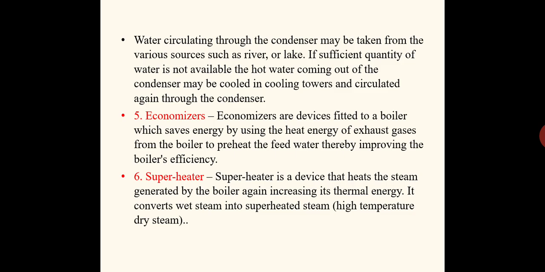The fifth component is the economizer. As I have already told, an economizer is a device fitted to the boiler which saves energy by using the heat energy of the exhaust gases from the boiler to preheat the feed water, thereby improving the boiler's efficiency. See, the water being fed into the boiler is preheated once it passes through the economizer. Through the economizer, flue gas will be passing. Also, the feed water into the boiler will be passing. So, the heat from the flue gas is absorbed by the water. That means water is getting heated.